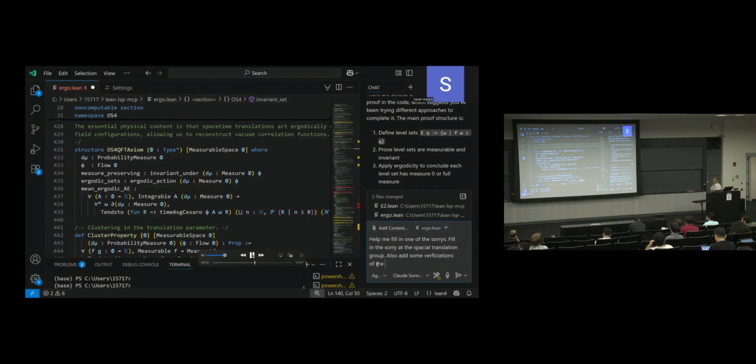Similarly, I'm also going to ask it to fill in the sorry for the spatial translate identity, which just states the identity law, which should just be that shifting by 0 does nothing. And then I'm also going to ask it to create some checks along the way and see if it can verify the properties of what it just filled in. So let's begin with doing that and see how far we can go.